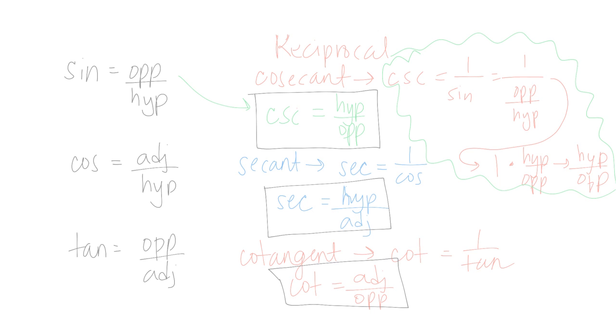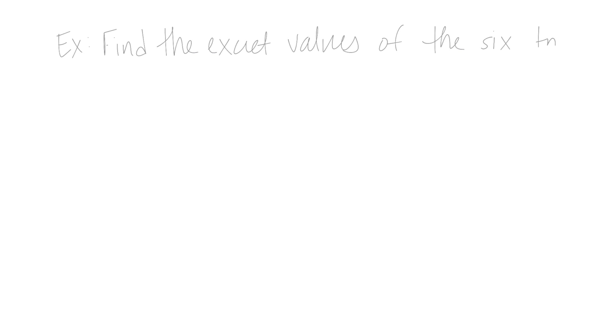And in the next slide, we're going to do an example where we have a triangle and we have to give the exact values of all 6 of the trig functions now. Okay, so this example is to find the exact values of the 6 trig ratios of theta. So I'm going to draw my right triangle.